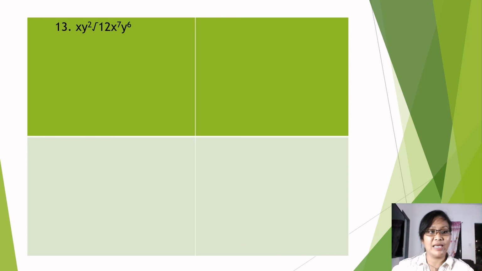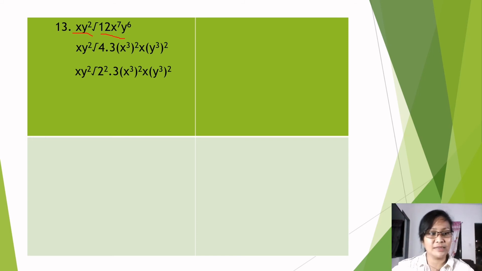Number 13, we have x, y squared is square root of 12, x to the 7th power, and y to the 6th power. First, we need to copy the terms outside the radical sign and then factor out the radicand. So we have now x, y squared is square root of 4 times 3 times x cubed squared, and the remainder x times y cubed squared. Then we're going to write 4 in exponential form. So we have xy squared is square root of 2 squared times 3, x cubed squared, x, y cubed squared.